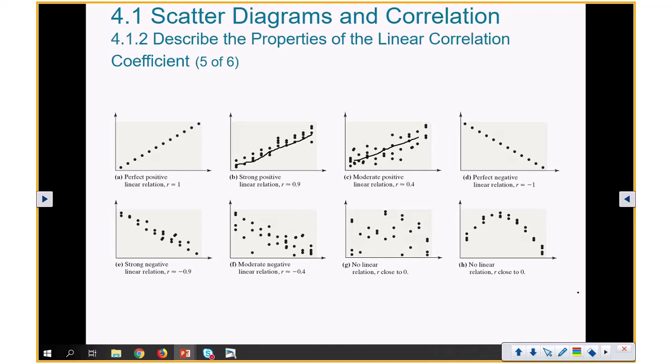Same thing with negative. I can just put these dot to dot. I can put these somewhat dot to dot. And then here, I would draw it something like that. And then here, you don't have any, that's 0, okay? Because there's no pattern. And this is non-linear.